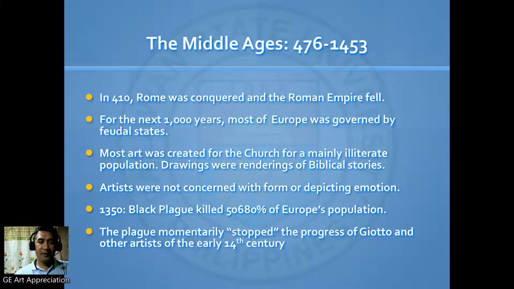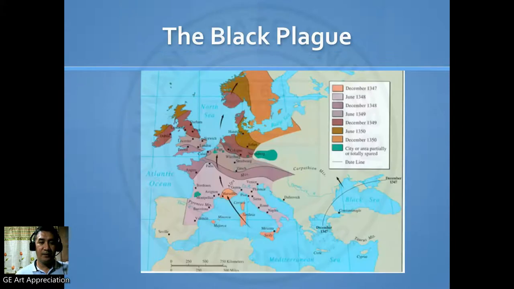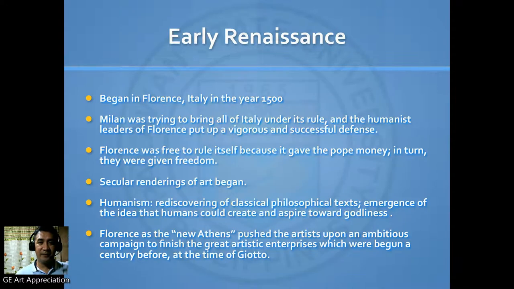So, let's take a look at the Middle Ages, from 476 to 1453. It says here, in 410, Rome was conquered and the Roman Empire fell. Most art was created for the church for a mainly illiterate population. Drawings were renderings of biblical stories. During 1350, the black plague killed 50 to 60 percent of Europe's population. So this is the black plague.